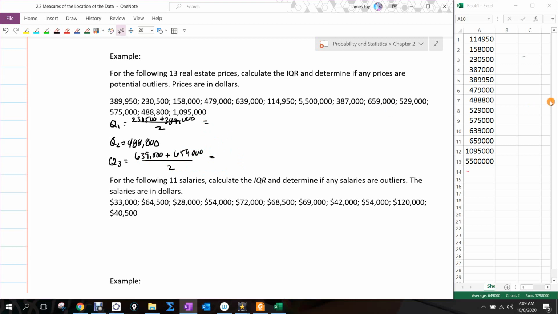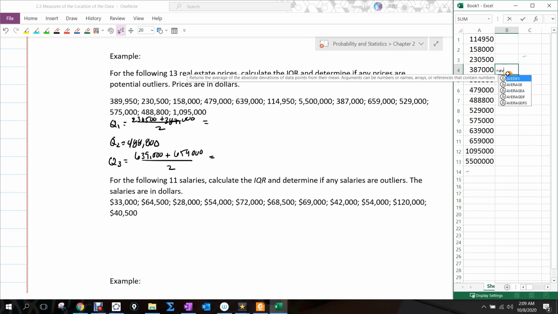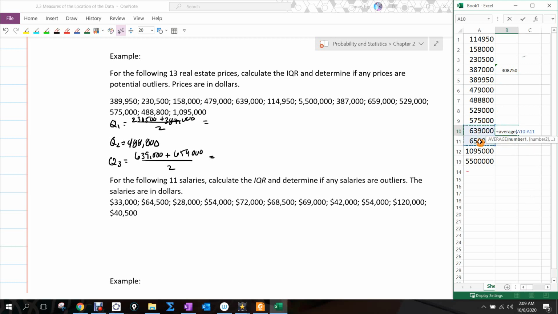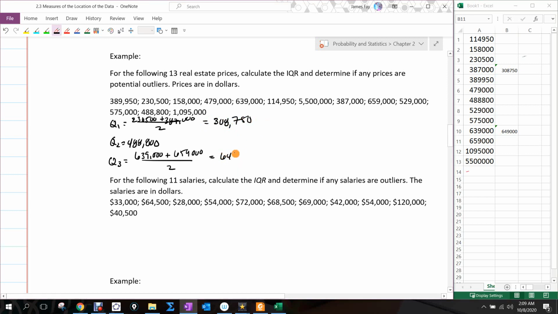Alright, so we will calculate those. So just something that's nice with Excel, I can just say equals average, and it would have been those two numbers. Give me that average, and then I want down here the average of these two. That one's easy to do in your head anyways. So 308,750, that's Q1, and 649,000 is Q3.